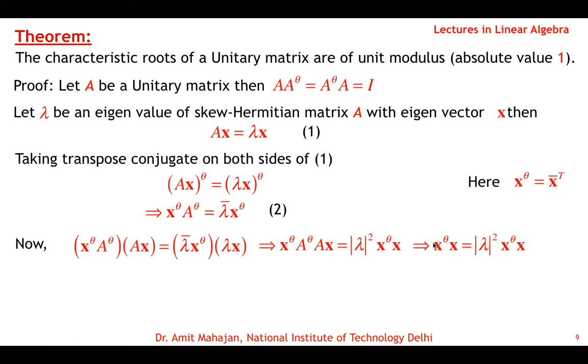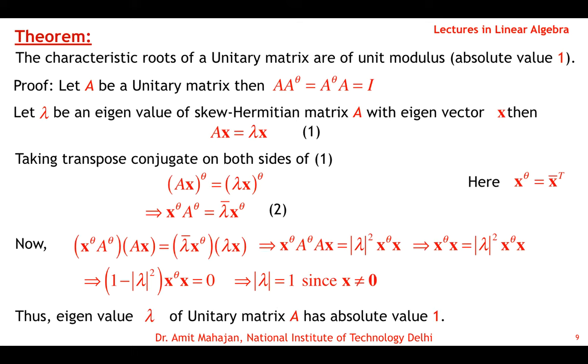Take this to the other side, so we'll get 1 minus mod lambda square times x theta x. X is an eigenvector, so non-zero, so x theta x is also non-zero, and so modulus of lambda square must be equal to 1, or mod lambda must be 1. So it proves the result that the eigenvalues of a unitary matrix are of absolute value 1.